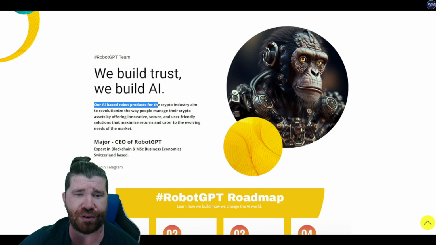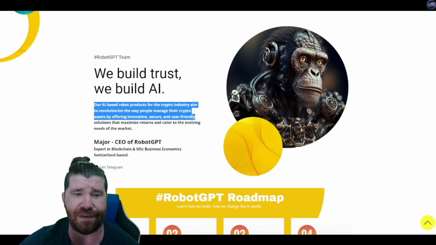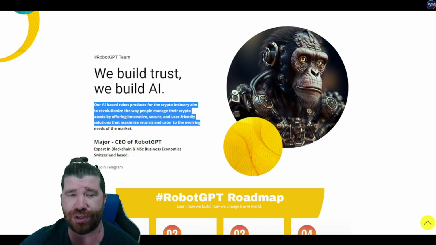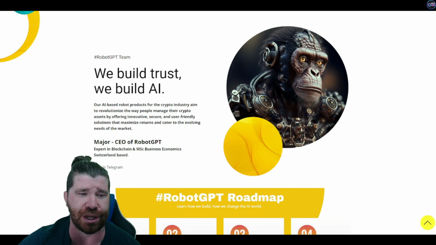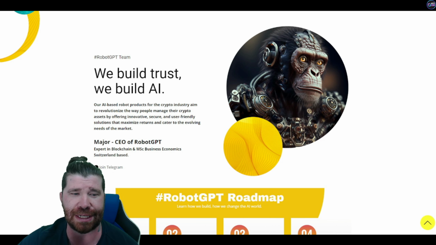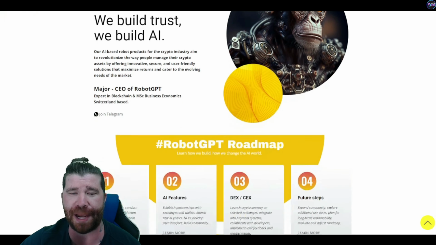So the products of the crypto industry aim to revolutionize the way people manage their crypto assets by offering innovative, secure, and user-friendly solutions that maximize returns and cater to the evolving needs of the market. And we have major CEO of RobotGPT, expert in blockchain, business economics, Switzerland based.